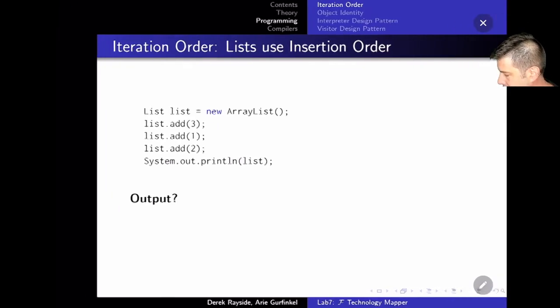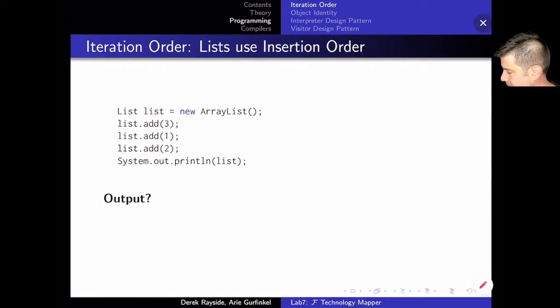So I have an array list right here. I insert 3 elements, 3, 1, 2, and then I print the list. So what will be printed? I'm going to wait for somebody to answer on CampusWire just to see that we are in sync. Okay. So what's going to get printed is 3, 1, 2. So the order in which the output comes corresponds to the order in which the elements are inserted.